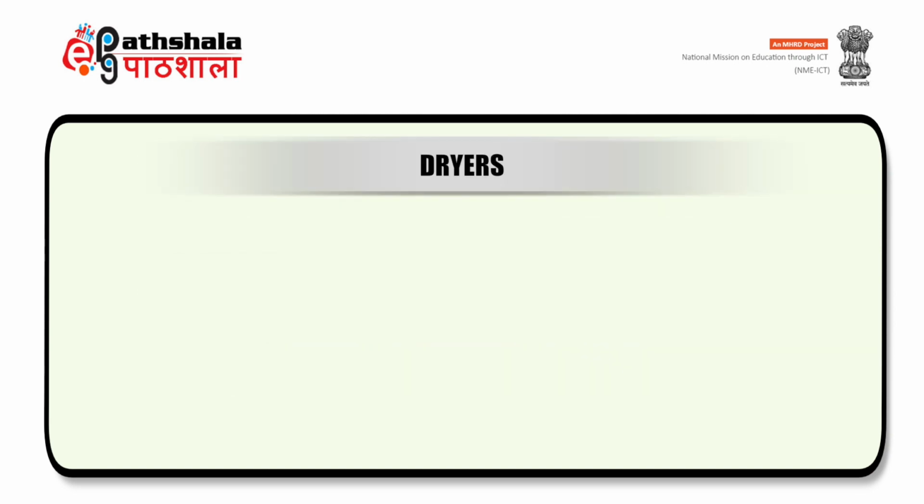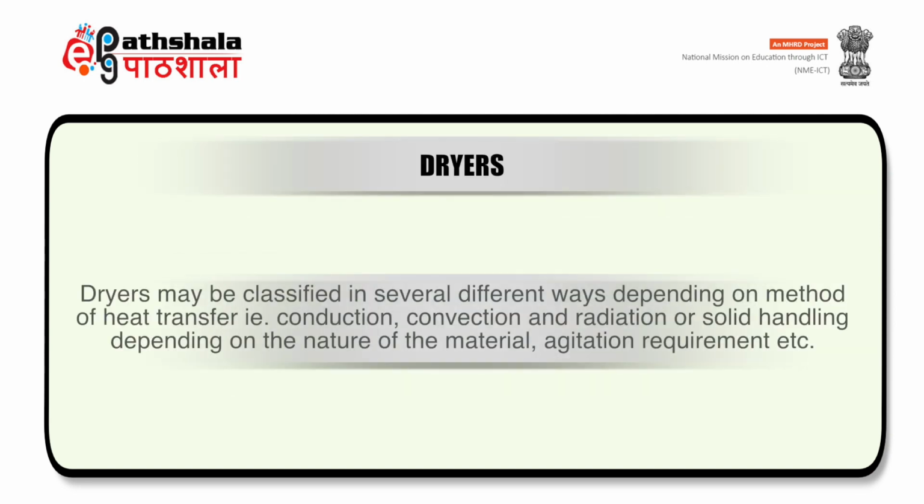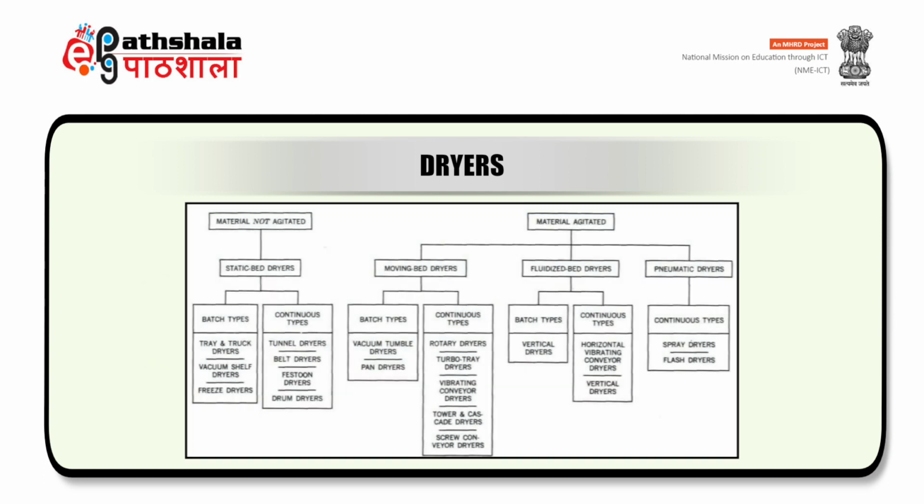Now we will discuss dryers. Dryers may be classified in several different ways depending on the method of heat transfer, that is conduction, convection and radiation, or solid handling depending on the nature of material, agitation requirement, etc. Classification based on the methods of solid handling as per agitation requirement is shown schematically in the figure being shown on the screen.